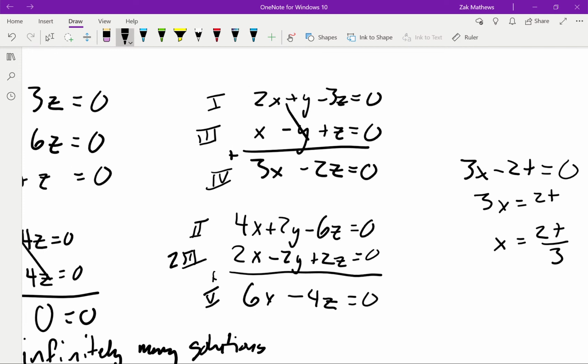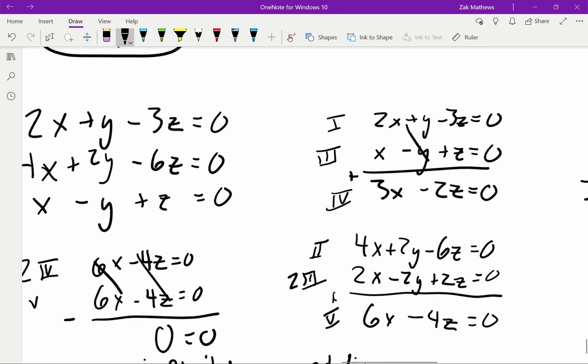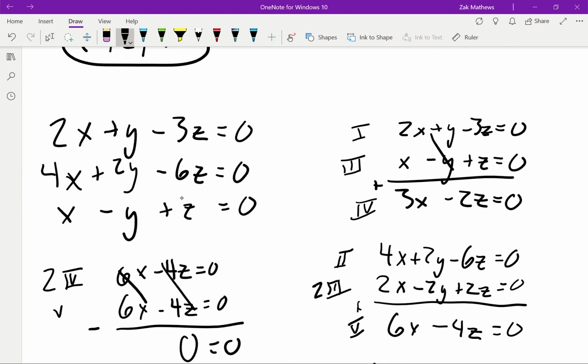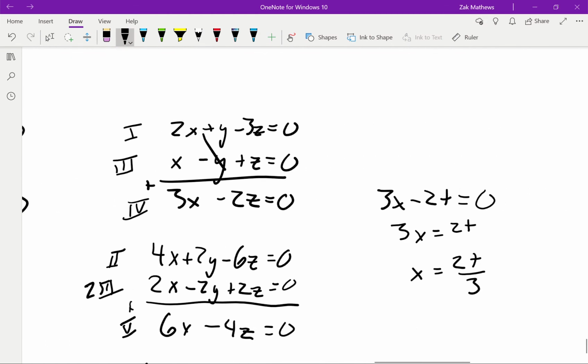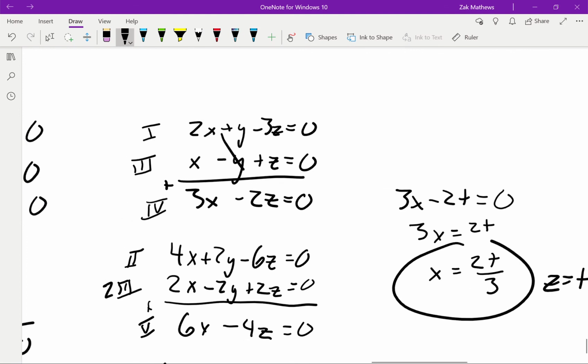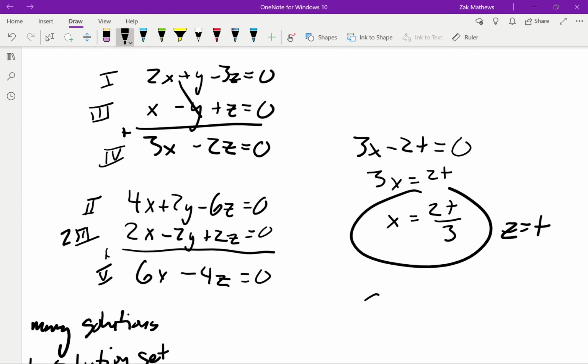I also need to know what y is. So I'm going to take one of the equations with y. That first one definitely appears to be the easiest. I'm going to plug in what we found to be x, and remember that we have assigned z to be equal to t. And so in our first equation, we have 2 times 2t over 3, plus y, minus 3 times t, equals 0.